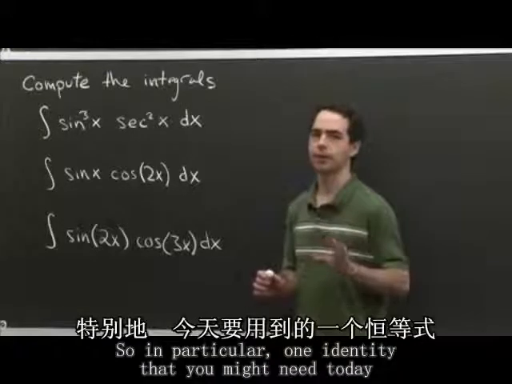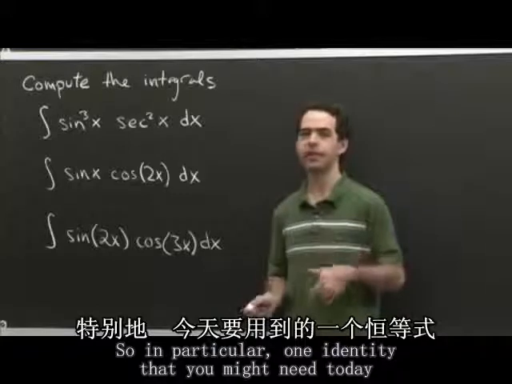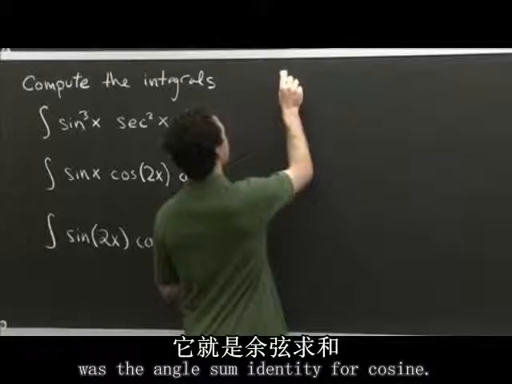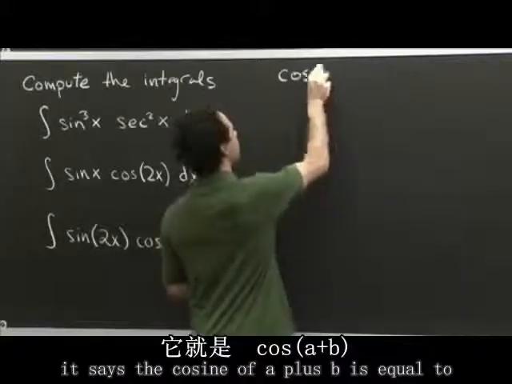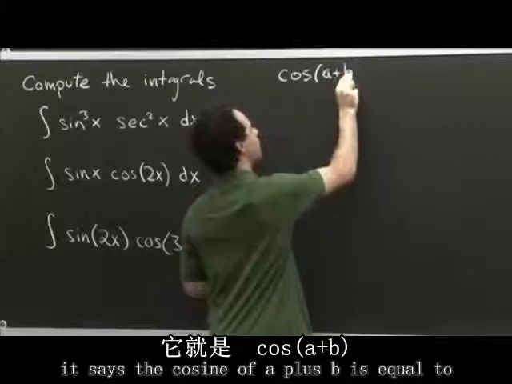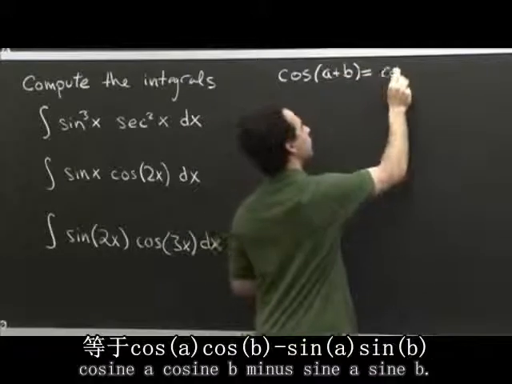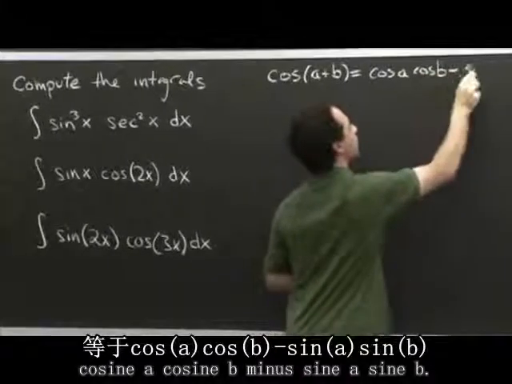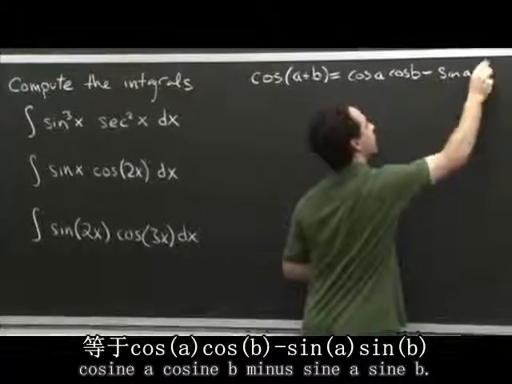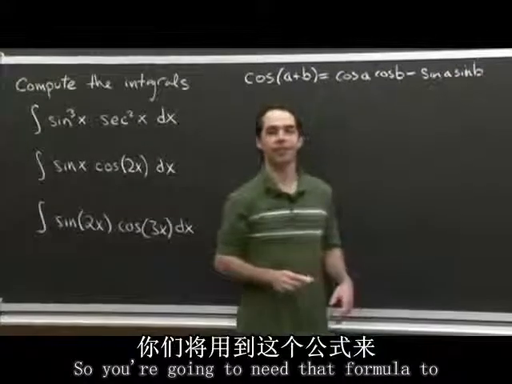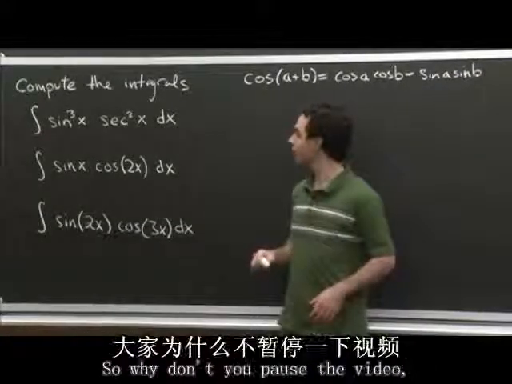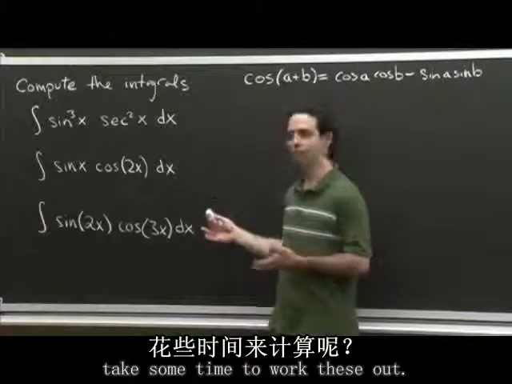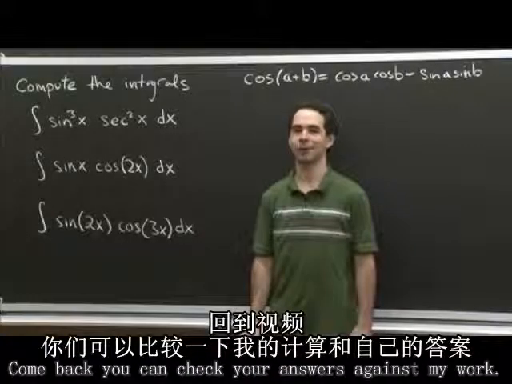So in particular, one identity that you might need today that you didn't need in lecture was the angle sum identity for cosine. So let me just remind you what that is. It says that cosine of a plus b is equal to cosine a cosine b minus sine a sine b. So you're going to need that formula to compute one of these 3 integrals. So why don't you pause the video, take some time to work these out, come back, you can check your answers against my work.